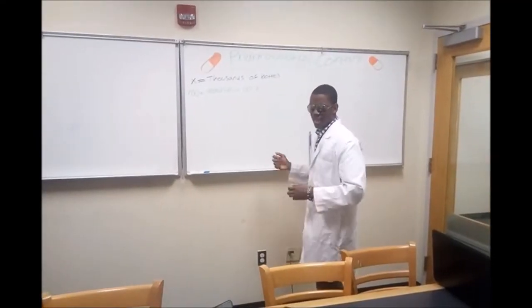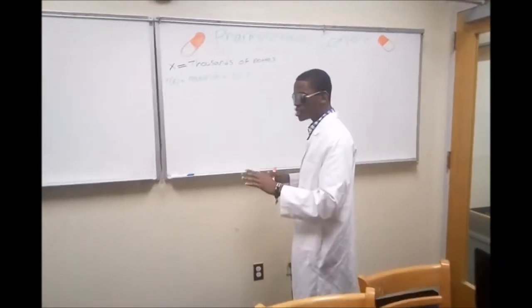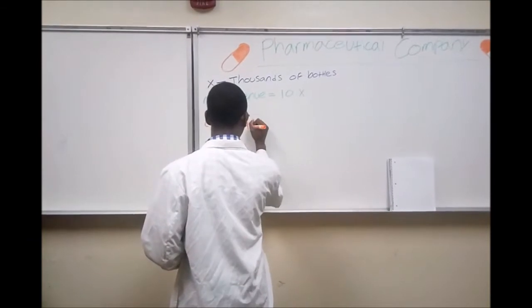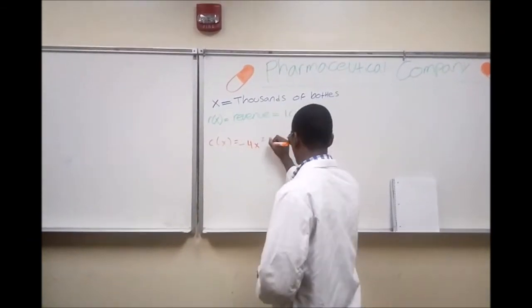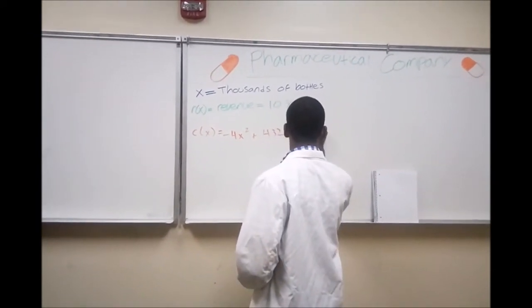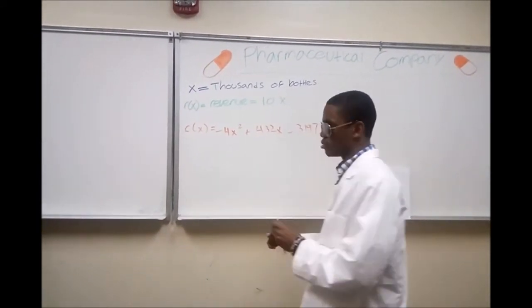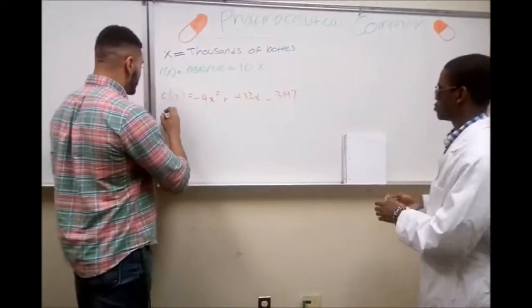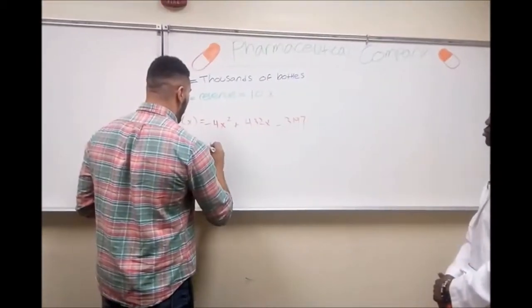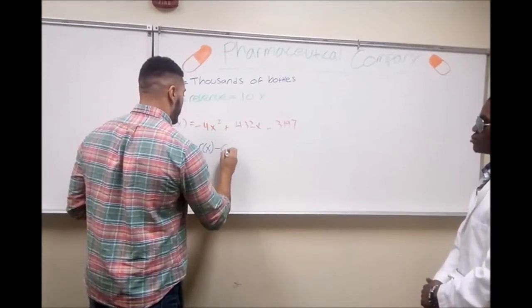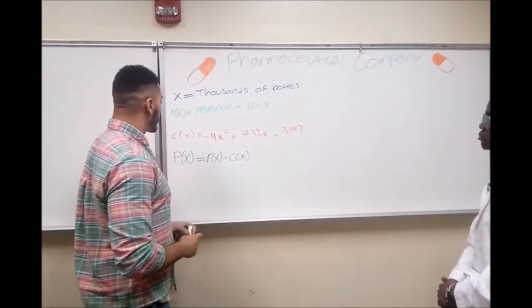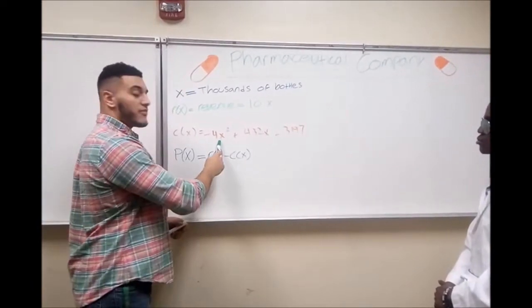After various statistical analyses with my panel and I, we've derived this formula: negative 4x squared plus 432x minus 3,197. Alright, and from this we can find our profit, which is going to be P of X. That's going to equal our revenue minus our cost, C of X. And then we're going to use the formula Dr. Brian came up with, and we're going to first find a derivative of this.